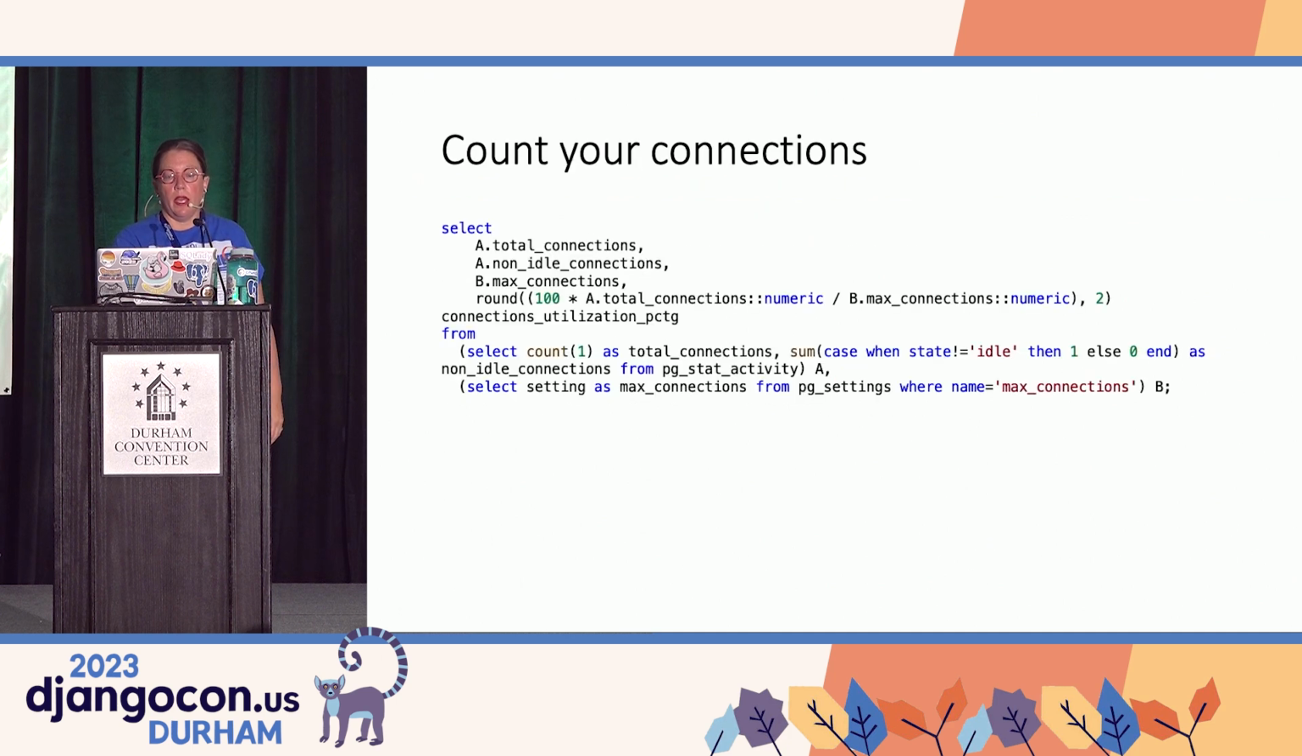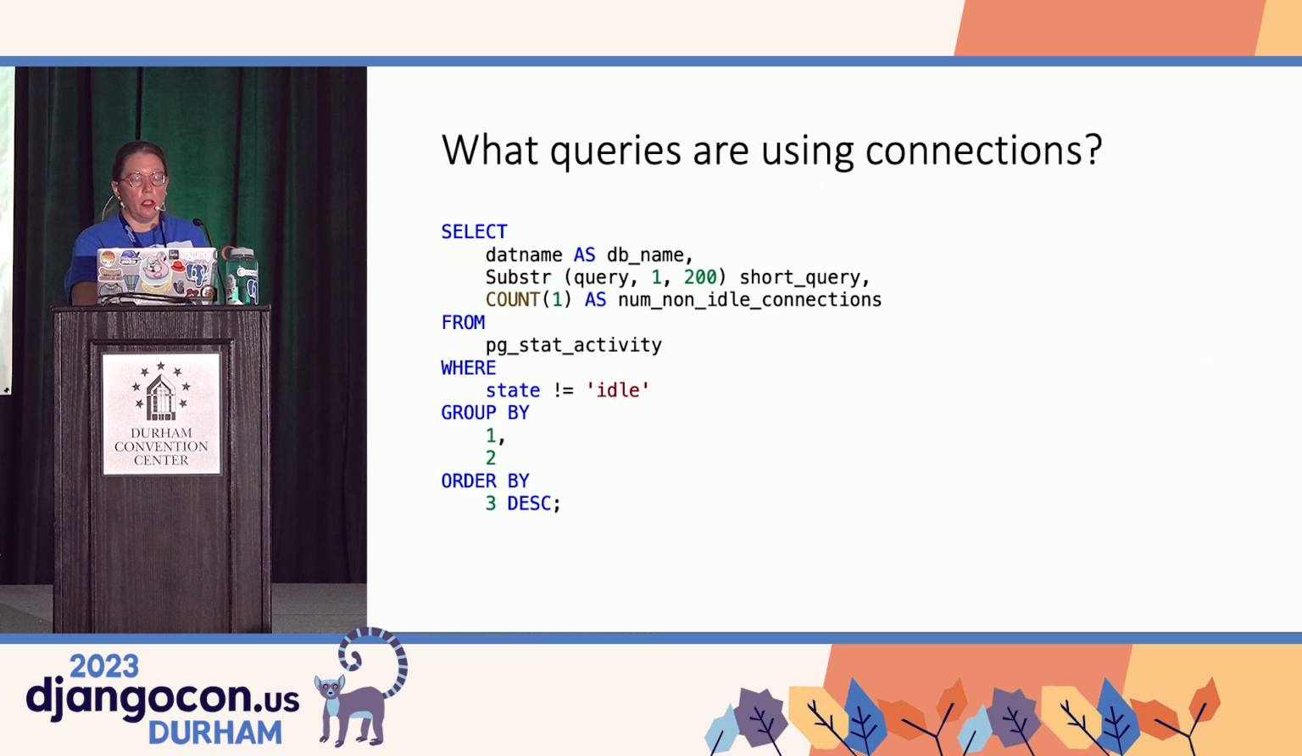So you can count the number of active connections that you have in Postgres. You can just query that from the database directly with this query. You can ask Postgres what queries are using connections.